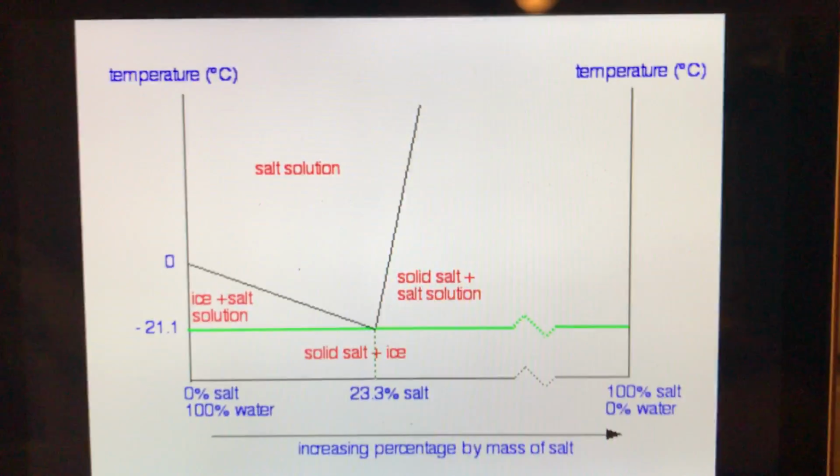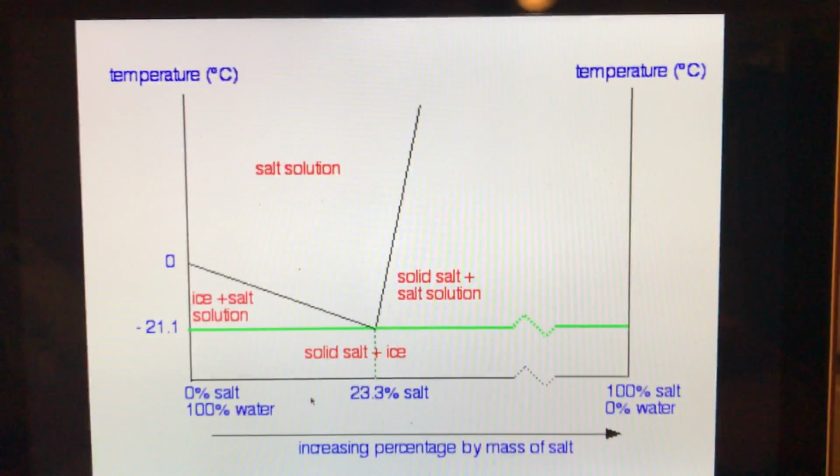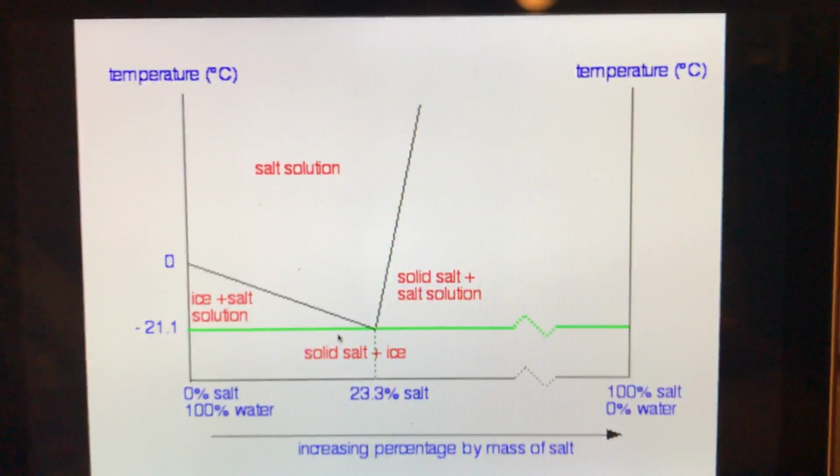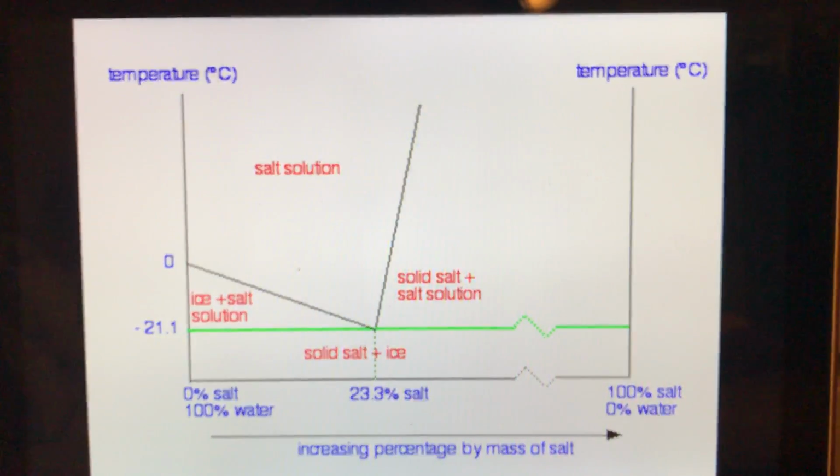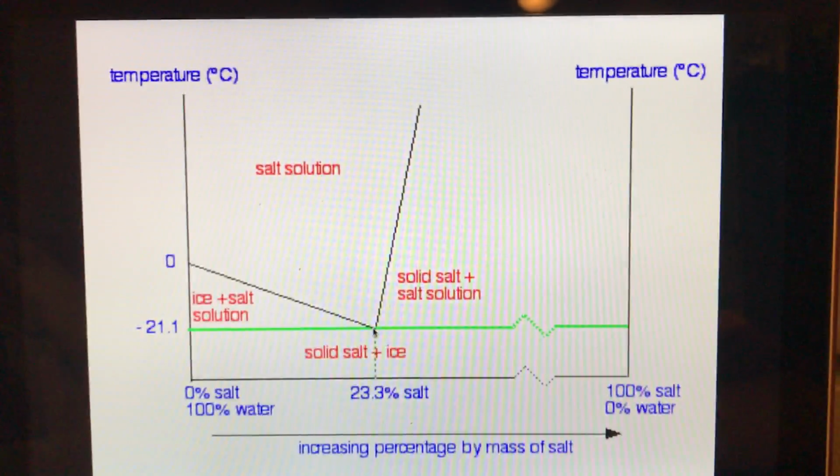And our final line is simply drawn across at the lowest temperature at which a mixture of salt and water can contain any liquid. This is actually known as the eutectic temperature. The particular mixture of salt and water containing 23.3% salt, which freezes at this temperature, is known as the eutectic mixture. Here it is, right here.